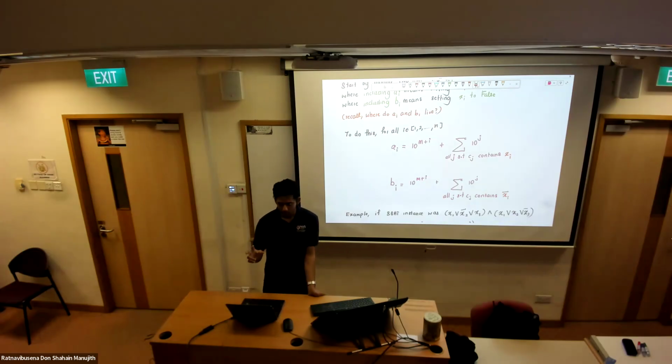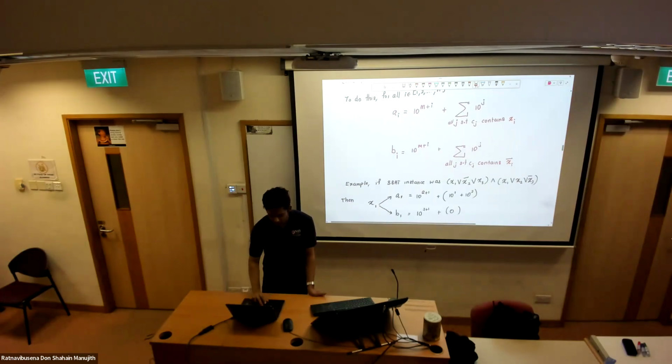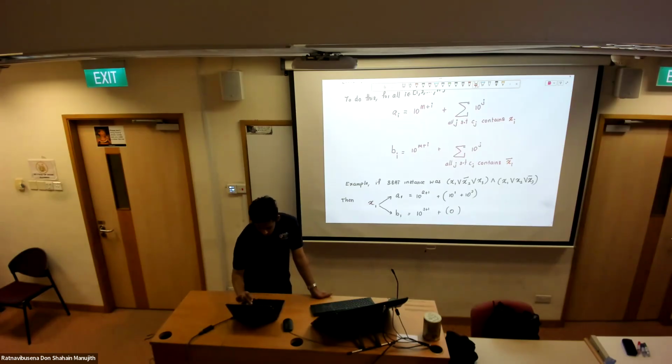Now let's see what these ai and bi actually look like. Consider x1. I need to define two numbers, a1 and b1. So what is a1? 10 to the, what's the number of clauses here? 2. So 10 to the 2 plus 1.